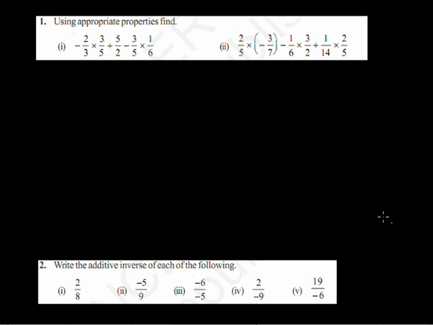The first question is we have to use appropriate properties. By using the appropriate properties, we have to find the value of the following two parts. Minus 2 upon 3 into 3 upon 5 plus 5 upon 2 minus 3 upon 5 into 1 upon 6. Now we have to use the properties to solve this question.